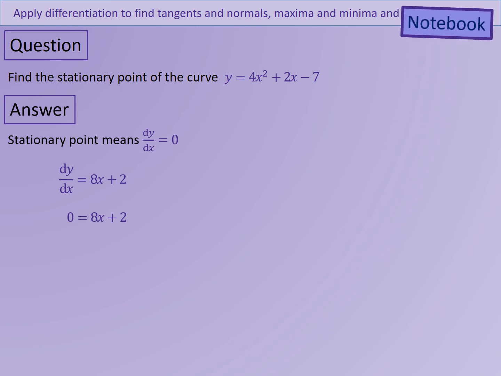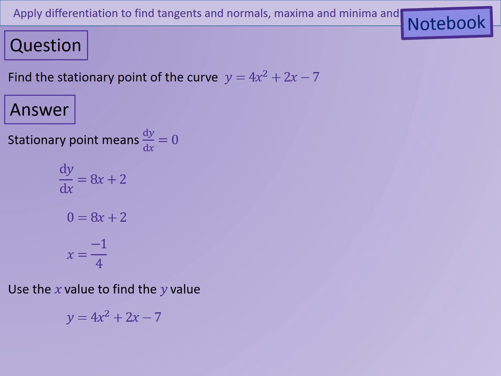And if I rearrange this equation, I can now find my x value of my stationary point to be -1/4, which is good, but it's only half an answer. And the reason why it's only half an answer is because if I need the stationary point, I need an x value and I also need a y value. So the final part of this question is to substitute the x value into the original equation to find the y value of the stationary point.